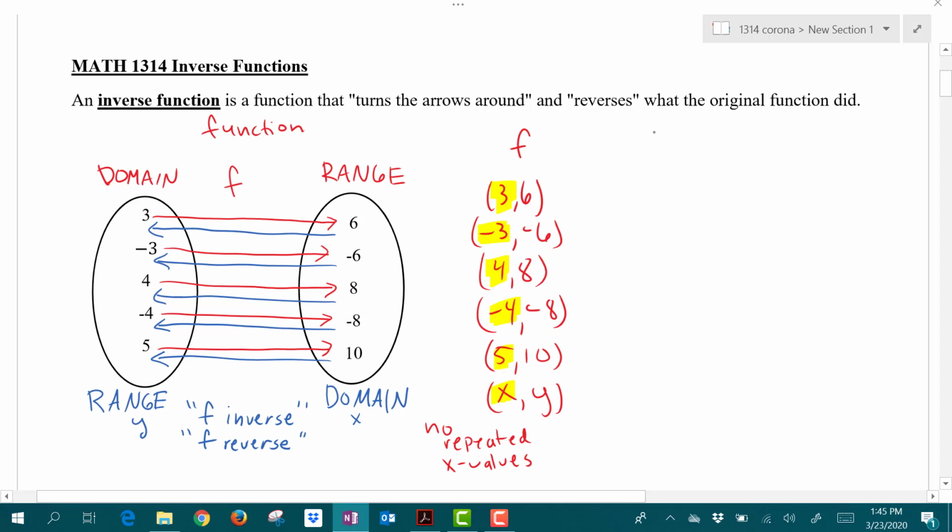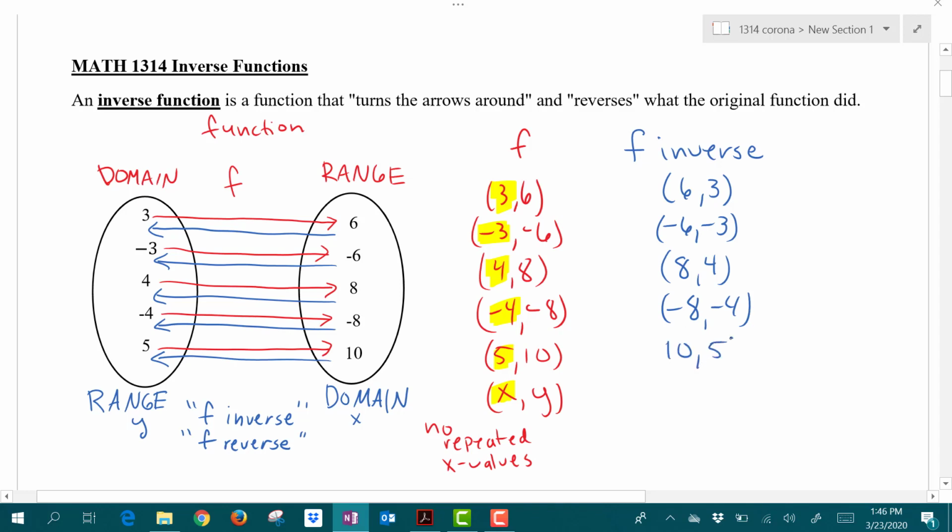So let's look at a list for f inverse. So my ordered pairs then would look like (6, 3), (-6, -3), (8, 4), (-8, -4), (10, 5), and so once again here we have the x's and the y's.